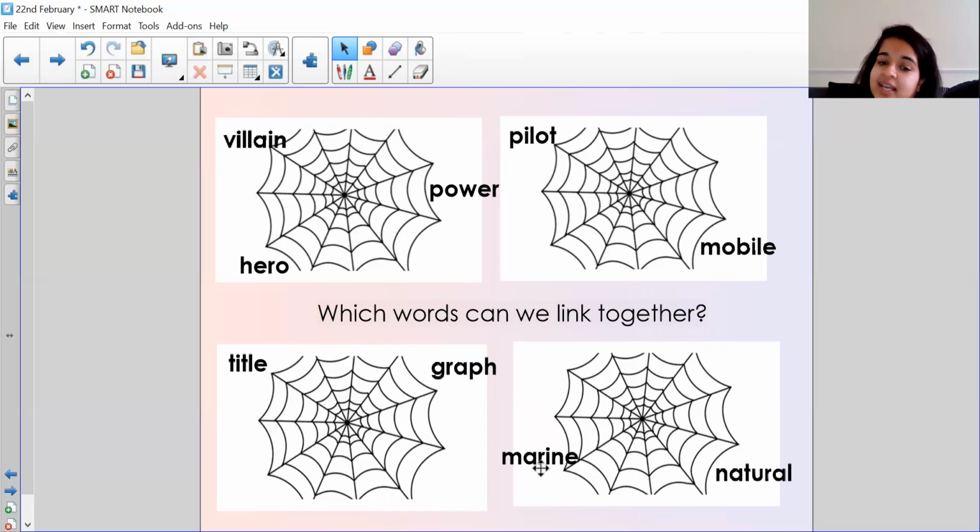And then marine, as I said, had to do with water. And natural, water is natural. When you see the sea, it's something that just occurs normally in life. It's something that's natural, okay? So these are the words that I linked together. If you've done any other different ones to help you remember, well done. But if not, then just have a look at these and try and remember what these words mean.